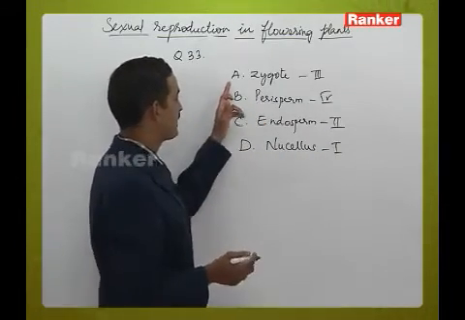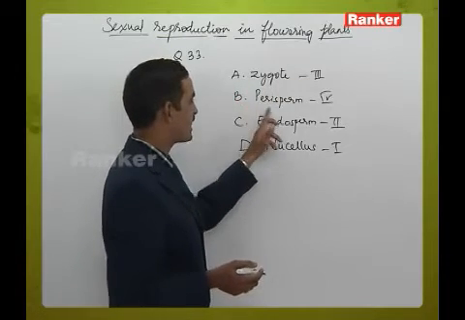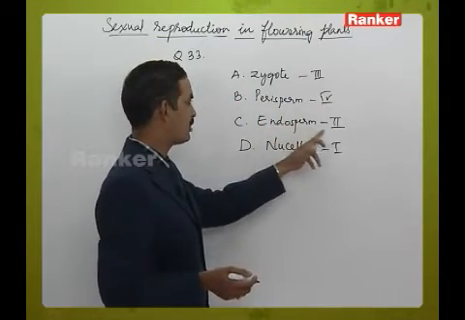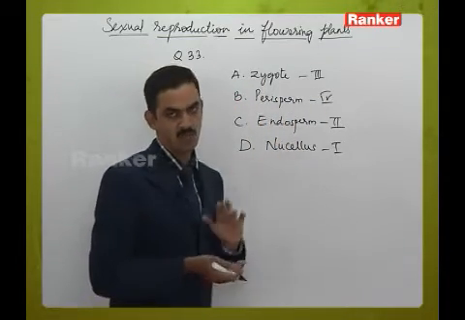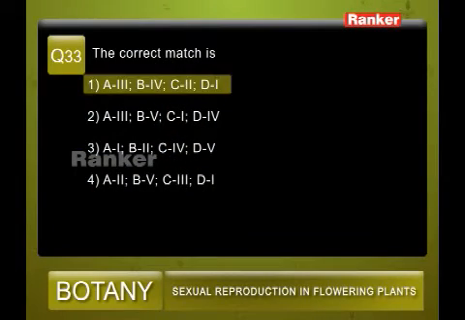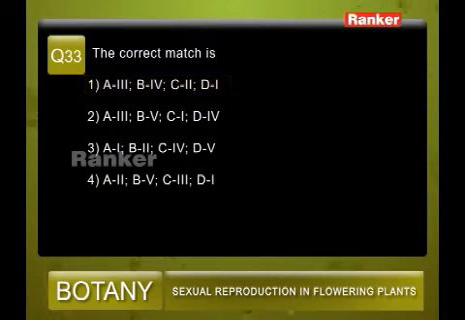So from the given options, A, zygote is 3, B, perisperm is 4, C, endosperm is 2, D, nucellus is 1. So question number 33, the correct answer is 1.